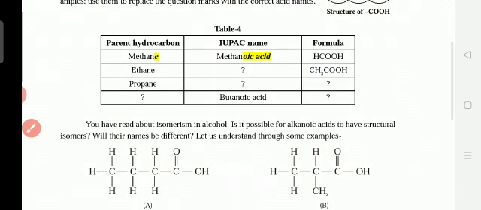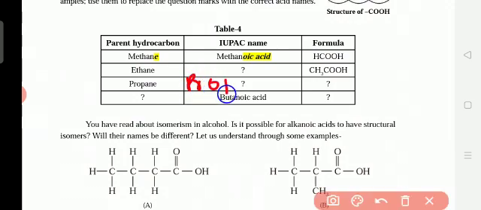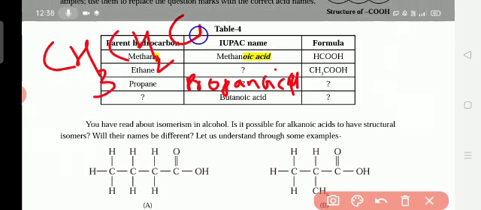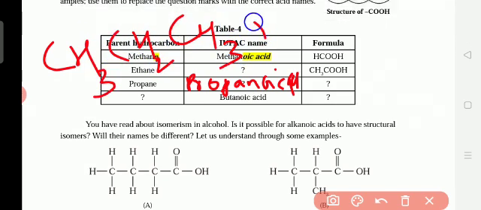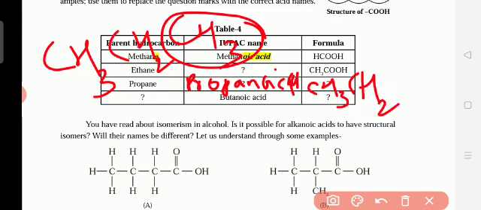Now we see about the propane, so we write this one as what? Propanoic acid, propano. Okay, OIC, propanoic acid. So propane means what? 3 carbons, CH3 CH2 CH3. Okay, now this is replaced by COOH, so we write as a CH3 right here, CH2 and COOH, 3 carbons in a propanoic acid.